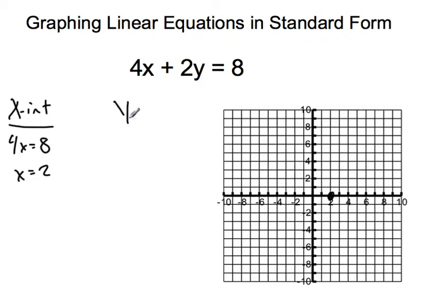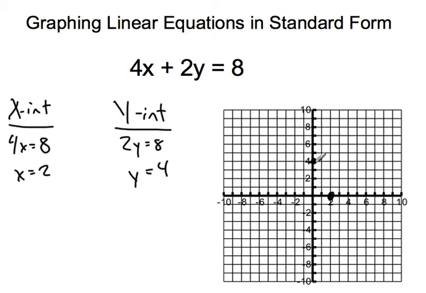To get the y-intercept, you would substitute in 0 for x. So this whole thing becomes 0. You have 2y equals 8. Multiply both sides by 1/2, and you end up getting y is equal to 4. So y is equal to 4 is right here. And you now have your line.